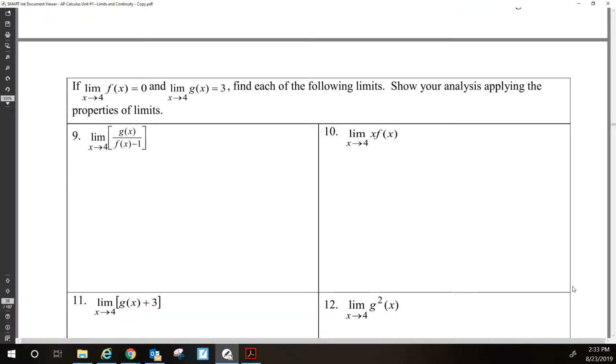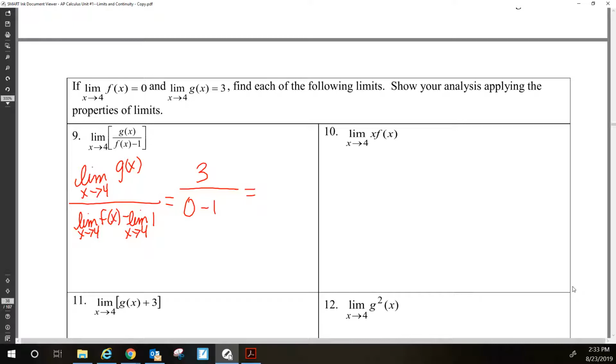Here's another similar problem. They give us the limit as x approaches 4 of f of x is 0. The limit of g of x is 3, and we're going to analyze these limits. So this would be the limit as x approaches 4 of g of x over the limit as x approaches 4 of f of x minus the limit as x approaches 4 of 1. The limit of g of x this time is 3. Limit of f of x is 0 minus 1.